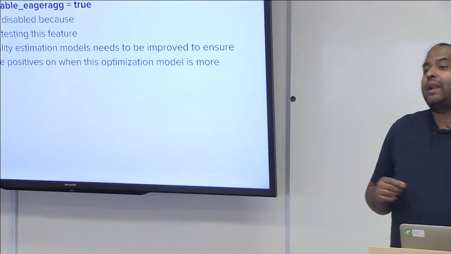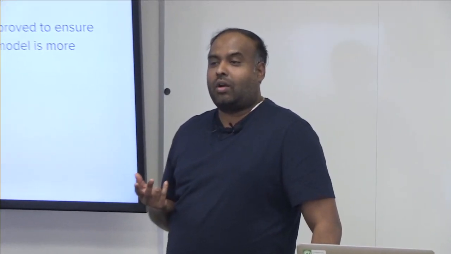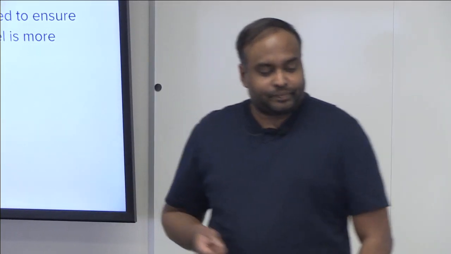Because for example, you could have skew. You can have skew between two things which could get your cardinality estimation off.